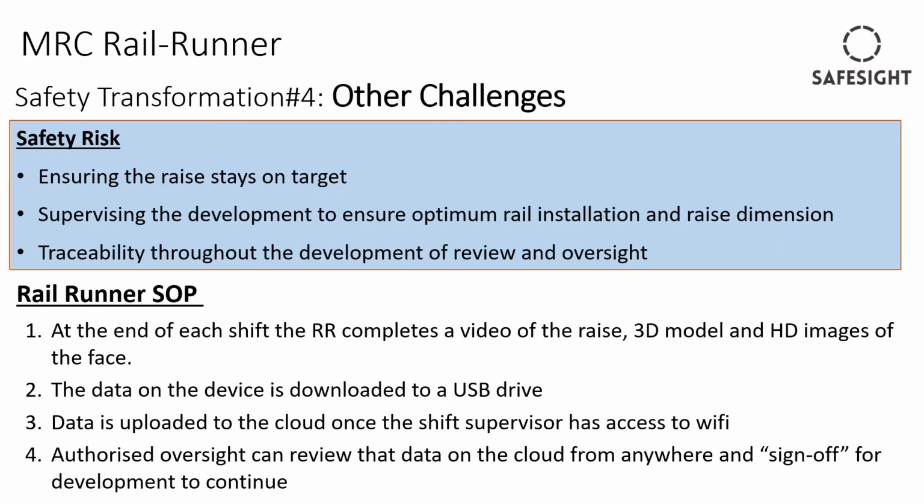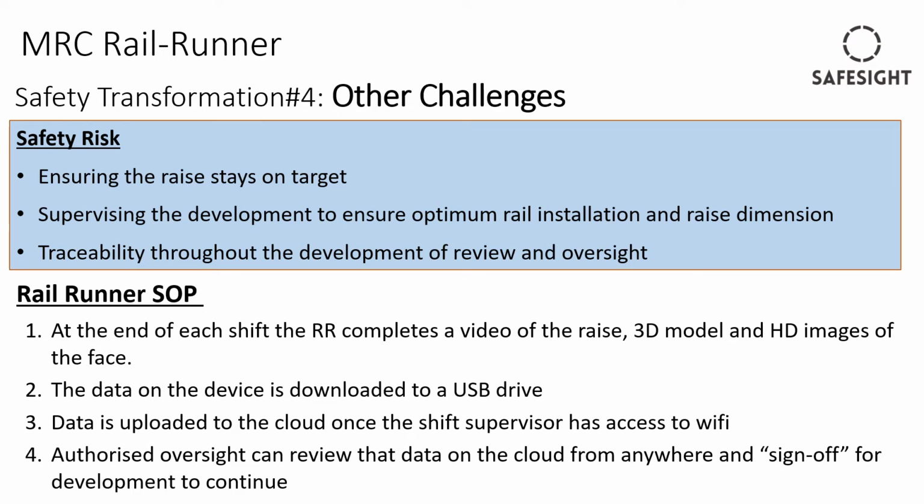So let me just talk a little bit about some of the other mitigation, or I guess improvements, that the Rail Runner can apply to the MRC development. Key areas that we wanted to focus on in developing this utility was ensuring that the ray stays on target, making sure that there was optimum supervision of the rail installation, as well as things like raised dimension and development overall, and then really creating a traceability for that supervision and oversight.